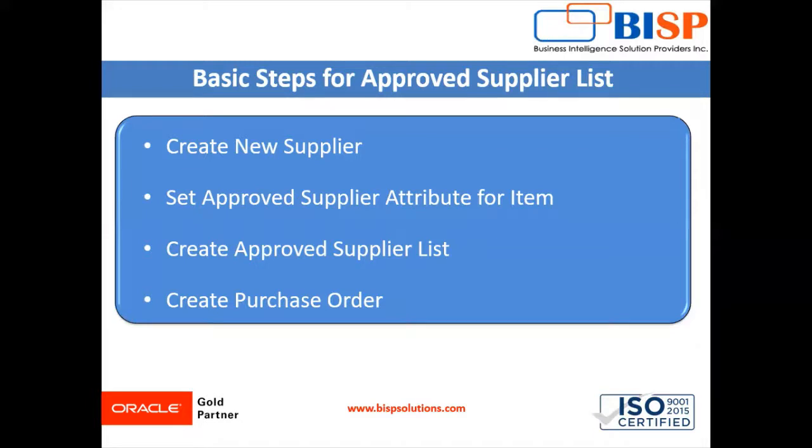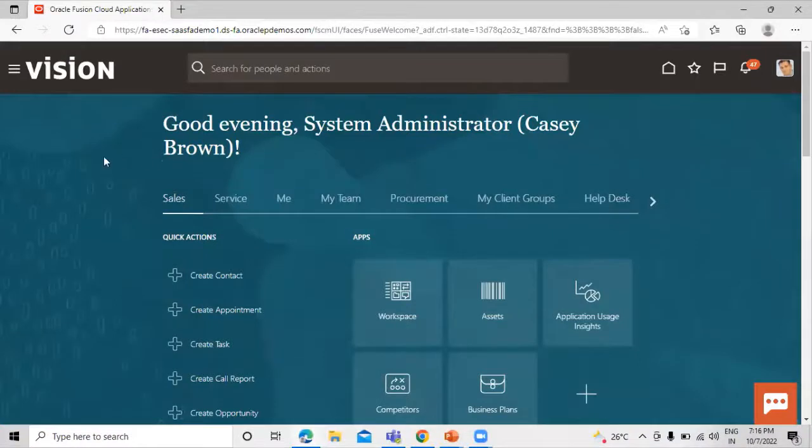So let's move on to the application and follow all the steps, and we'll see the entire picture of the approved supplier list. This is our application homepage. First of all, we will create a new supplier.